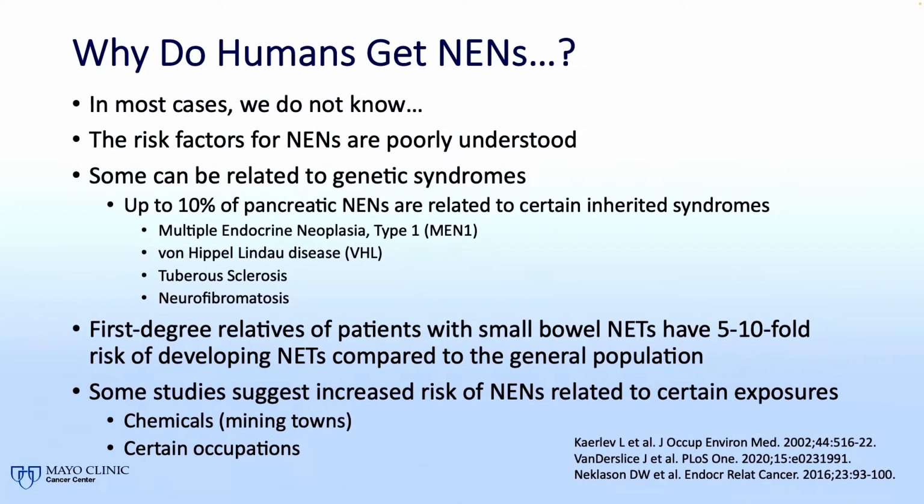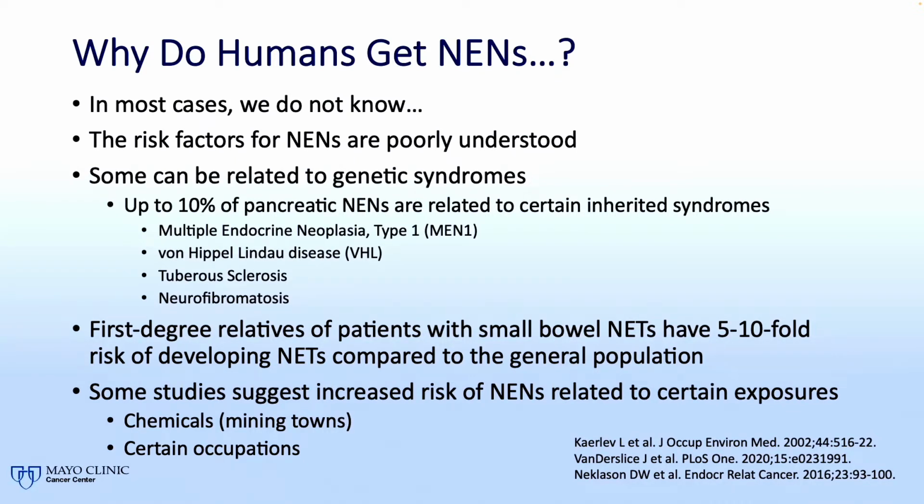And why do we get them? In most cases, we actually don't know. This is one of my greatest frustrations, and I am asked this every week: why did I get this cancer? And most of the time, I have no idea. There are some patients who come from families where there are multiple patients with neuroendocrine neoplasms. Some have certain genetic syndromes like MEN1 or von Hippel-Lindau or some of the even less common syndromes. But most of the time, we just don't know.